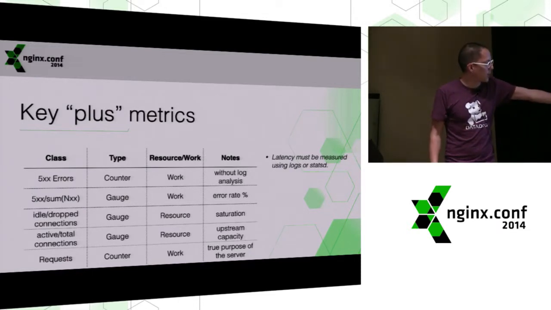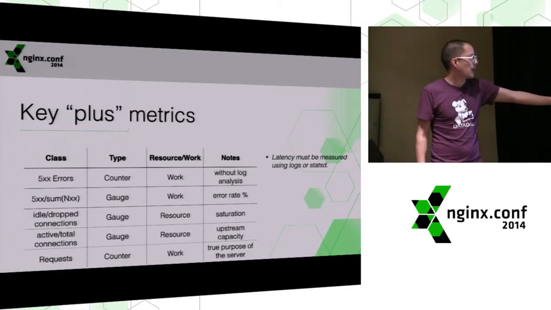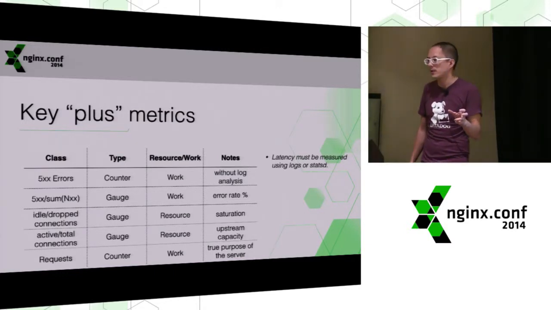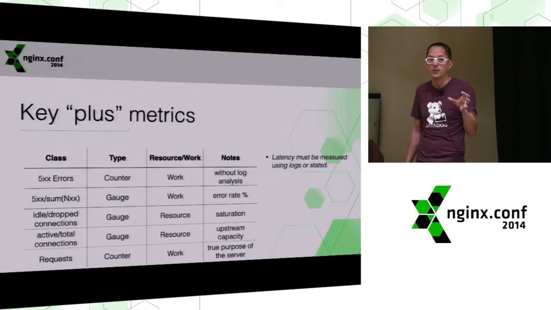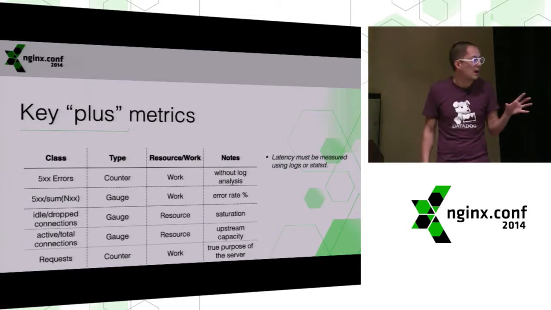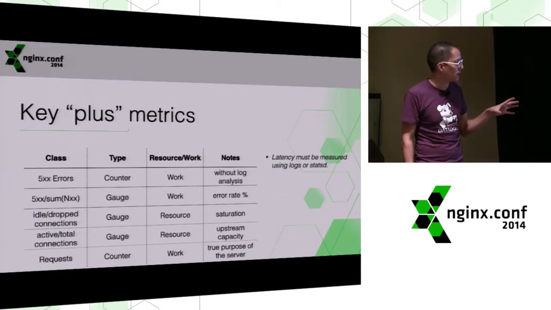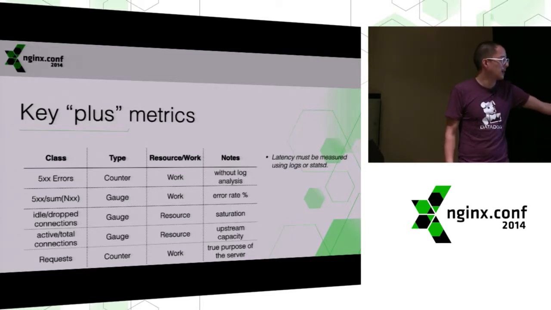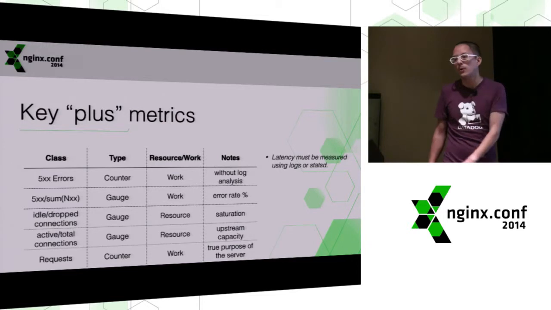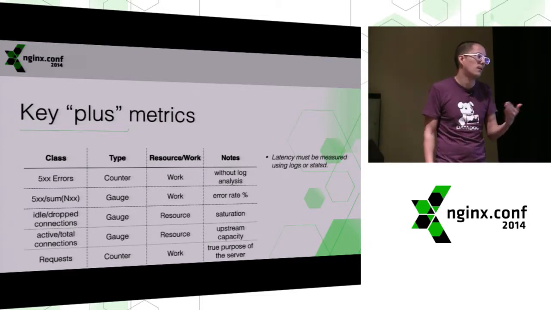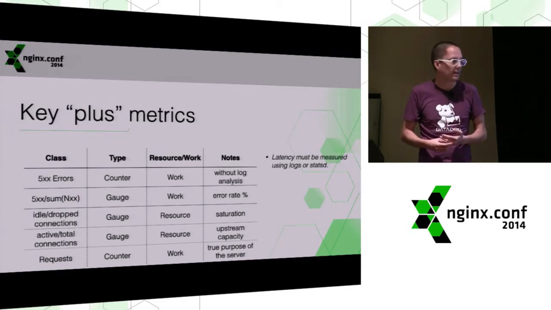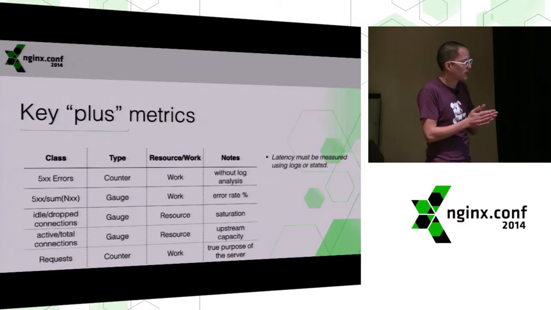Another one that's useful is idle versus dropped connections. This really measures whether your Nginx server is saturated. So if you're starting to drop connections, or if you're running out of idle, you may run into some issues. For upstream specifically, you can look at active versus total. If you have a limit on total, obviously you don't want active to be too close to total. Otherwise, you'll start refusing to serve requests, which is not good.